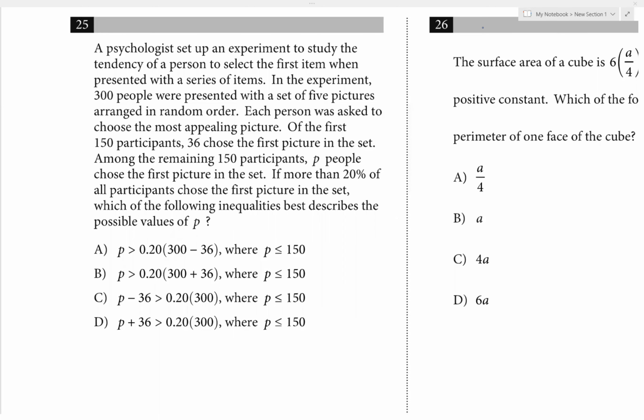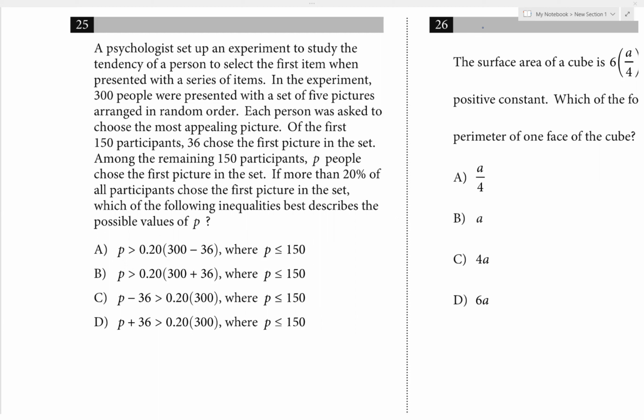All right, question 25. A psychologist set up an experiment to study the tendency of a person to select the first item when presented with a series of items. In the experiment, 300 people were presented with a set of 5 pictures arranged in random order. Each person was asked to choose the most appealing picture.